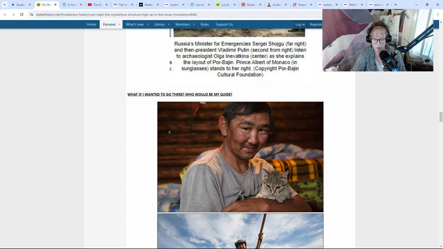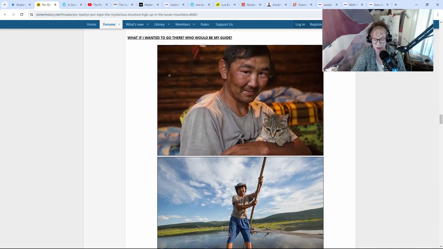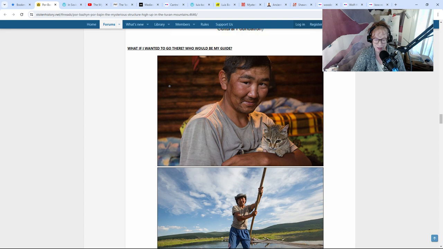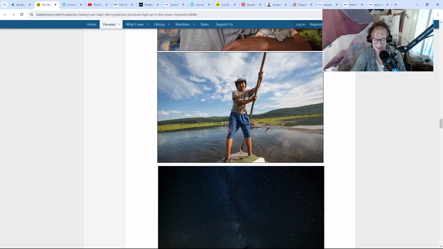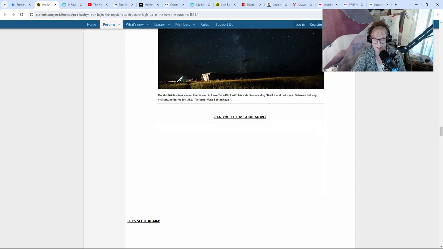Now, if you wanted to go there, this is the guy who works as a guide in the Tuvalu community. He's so cute, isn't he? I found this from his website. Here's his little cat. He's on his boat. He lives on another island in Lake Terracol with his aide, Romeo, dog Strelka, and cat Kiska. Between helping visitors, he fishes for pike.